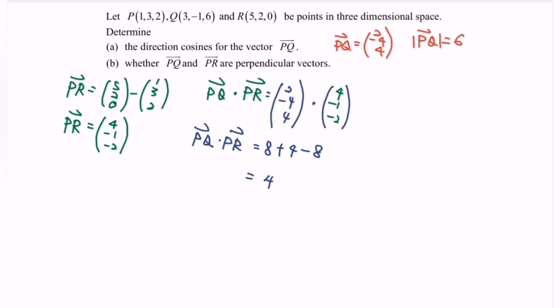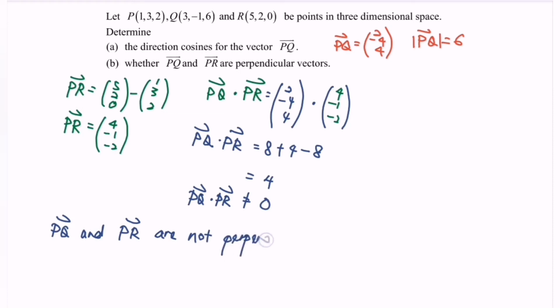So here we notice that PQ dot with PR is not equal to 0. So from here we can say that the vector PQ and the vector PR are not perpendicular to each other. Or we can say they are not perpendicular vectors. So that is the situation for B.